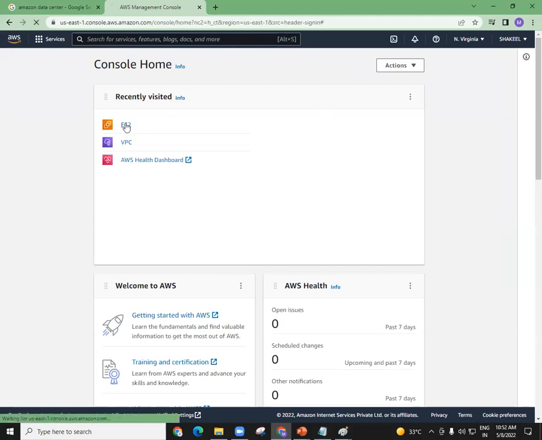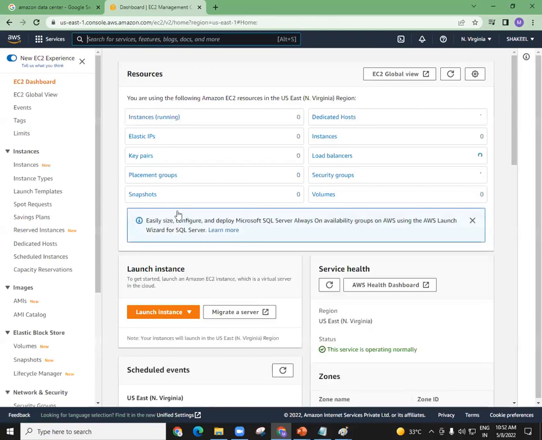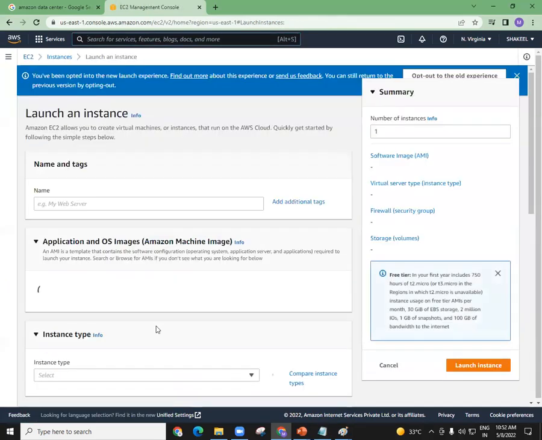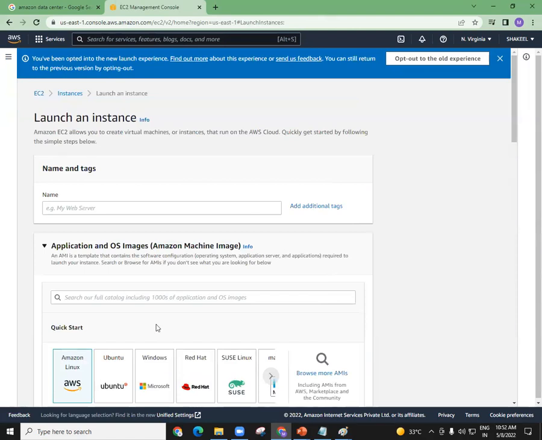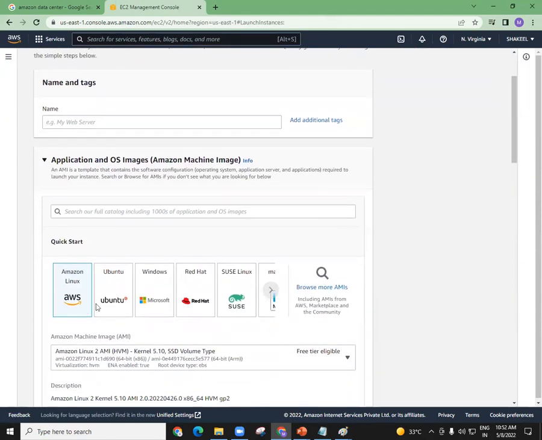Now there is something called EC2. I can just select this EC2. EC2 is the server actually. I can say launch EC2. And within the next 3 minutes, or even within the next 30 seconds, I can run my server, whether it is AWS, Ubuntu, Microsoft, Red Hat, SUSE, and there are many more. So within the next 30 seconds, I can simply run my server on the Amazon data center.